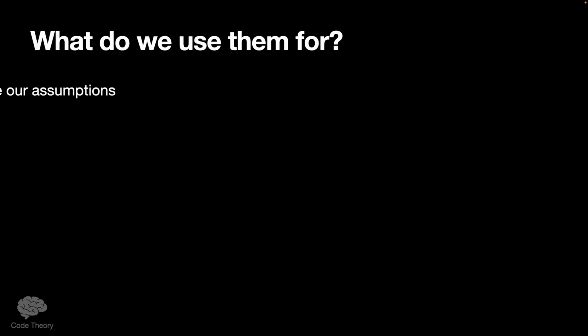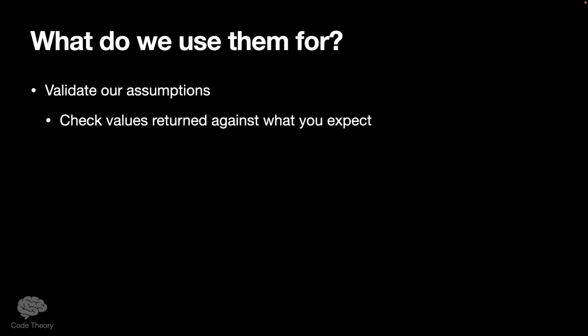So, what do we use them for? I think I already covered this a little bit, but we use them to validate our assumptions. We use them to make sure that what we assume about our code is true. We look at our code and say, yeah, I'm pretty sure if I pass in this string or this number, then this will happen, right? Tests make sure that's true. They check values returned against what we expect. They basically allow us to say, I have this expectation, and then compare that to what actually comes back from the function, right?